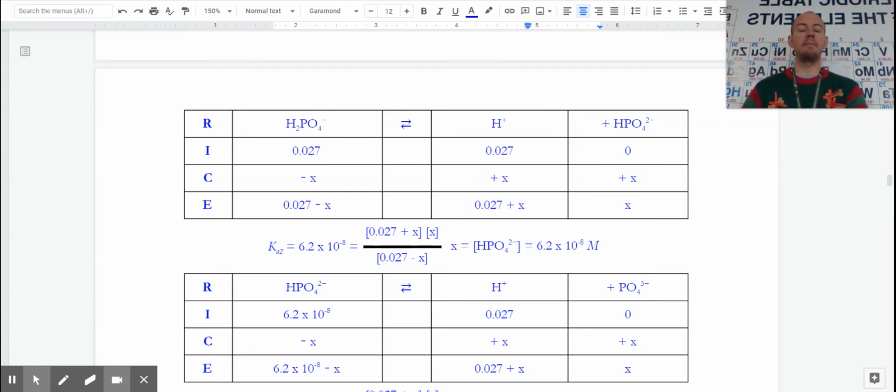For these, I am going to include my plus and minus x, because if I totally ignored those, I wouldn't be accounting for how much more hydrogen ion there actually is. Mathematically, it wouldn't really make a big difference. We'll see this is about 0.027. If we cancel those two out, we see that x is pretty much equal to this value right there. The amount of the hydrogen phosphate ion is very, very small, and we've only made a tiny bit more hydrogen ion, 0.000000006. Barely enough to notice more hydrogen ion.